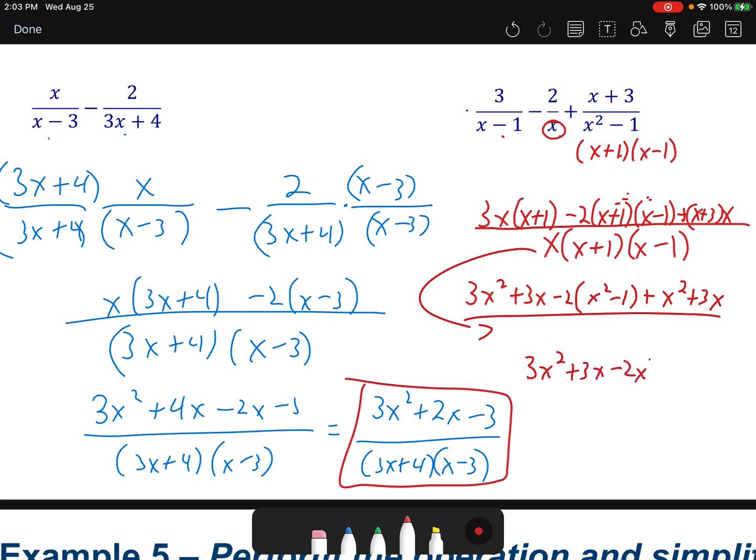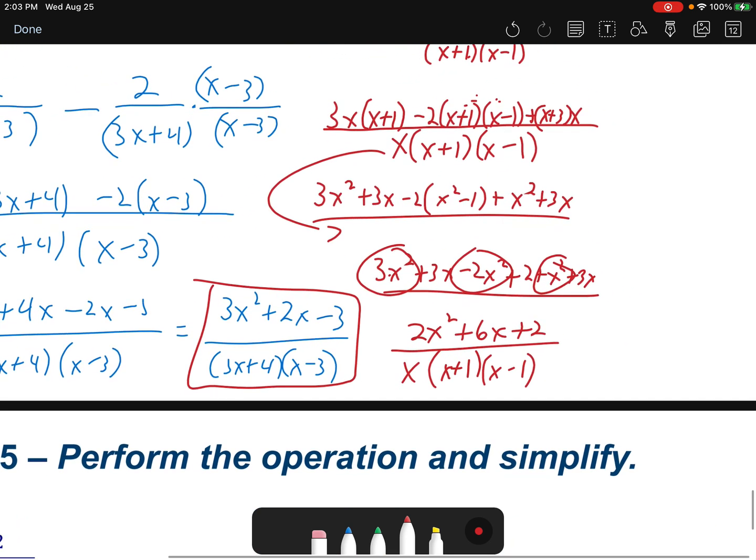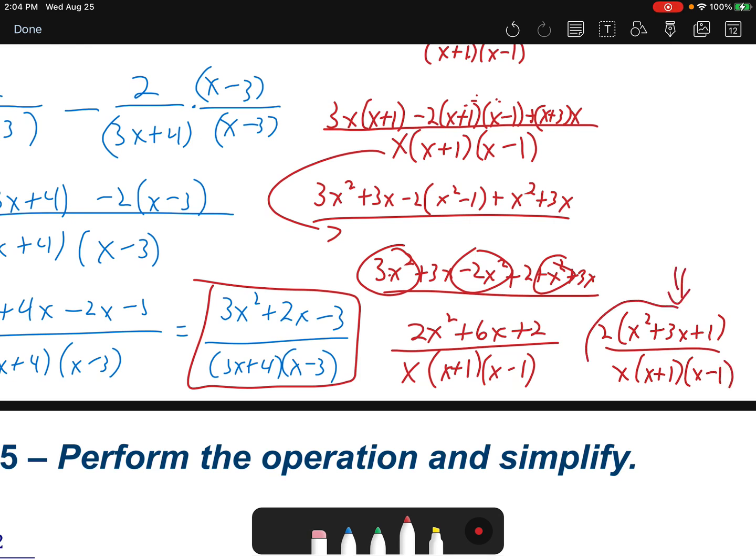So 3x squared plus 3x minus 2x squared plus 2 plus x squared plus 3x. Still working on the numerator here. So I believe 3x squared, there's 1x squared. Now there's 2x squared plus 6x plus 2 over all this garbage. Okay, now a 2 will come out, but I don't believe we can get that to factor to simplify anymore. This will not factor, so you're done.